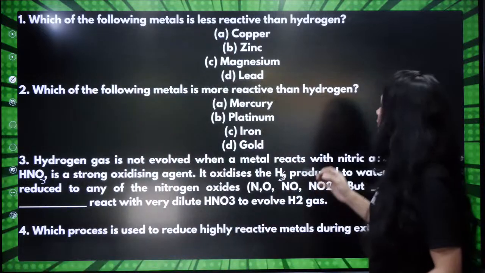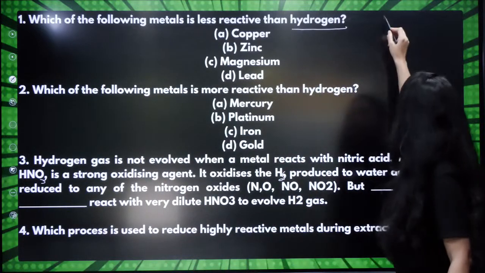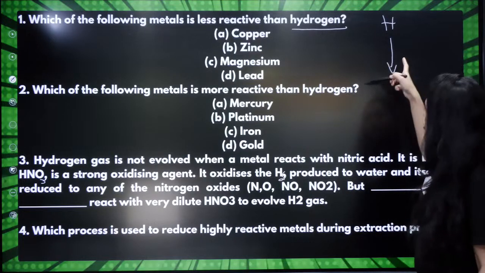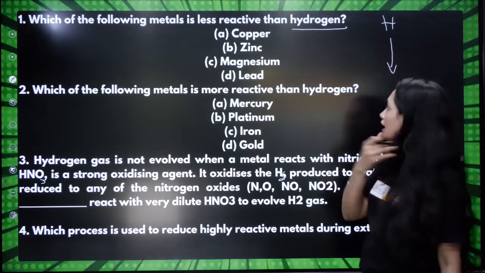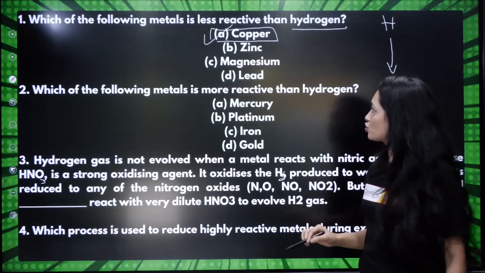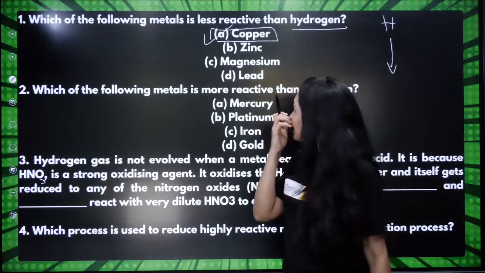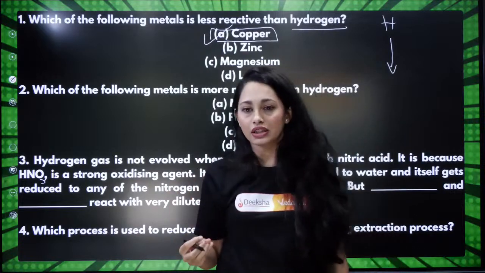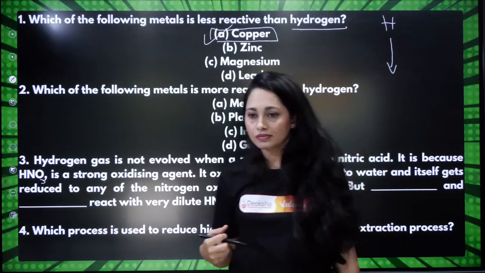So, which of the following metals is less reactive than hydrogen? Whichever metal that is placed below hydrogen in the reactivity series is less reactive than hydrogen. So, copper is the answer. Copper is less reactive than hydrogen. Zinc, magnesium, lead, these are all placed above hydrogen in the reactivity series.